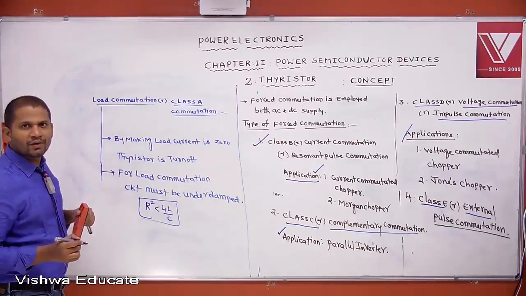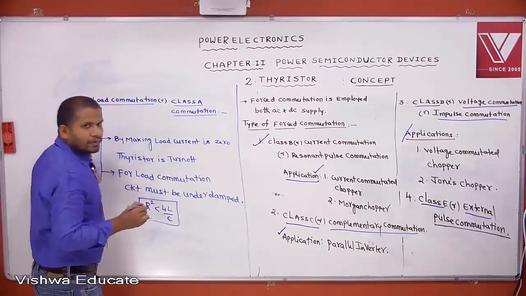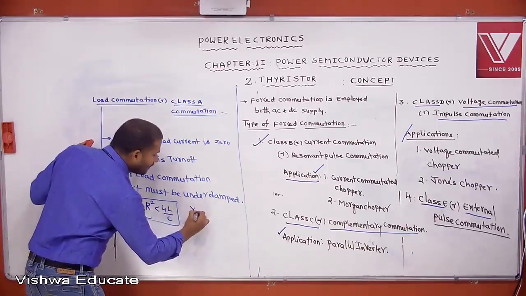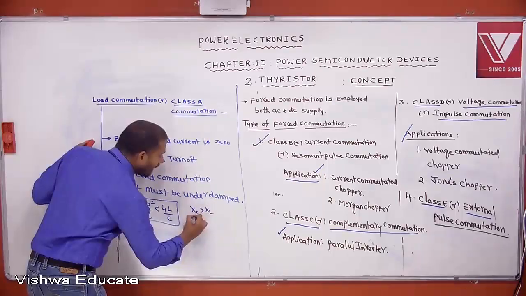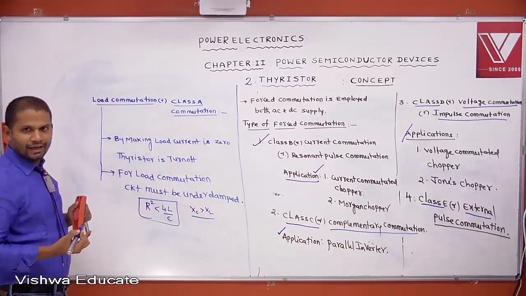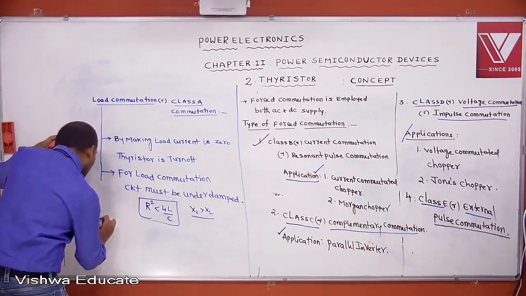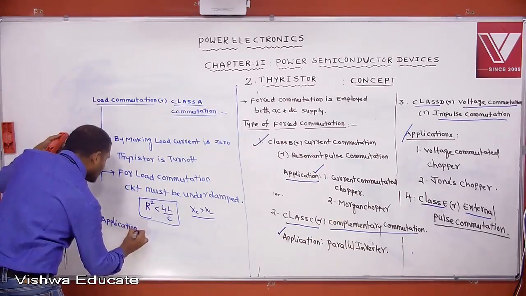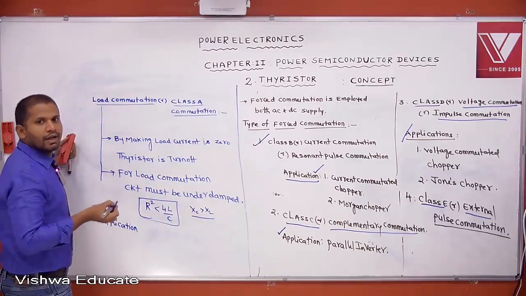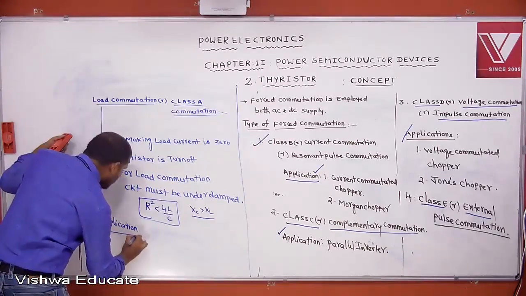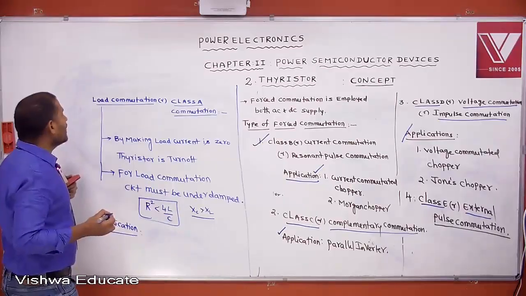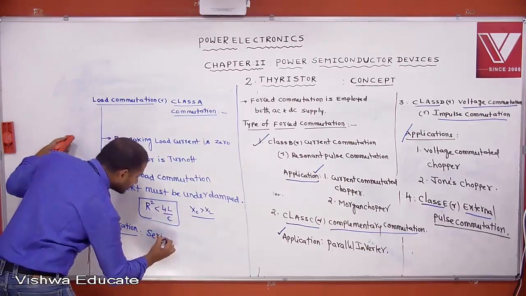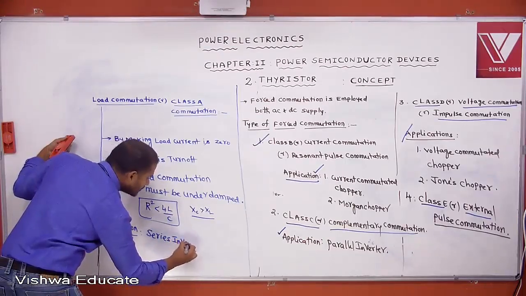R square is less than 4L by C, and we can select inductive and capacitive reactance in such a way that Xc is greater than XL. Then only underdamped operation is possible. Then what is the application of load commutation, or class A commutation, or another name, self commutation? Where can we use it? We are using it in the series inverter.